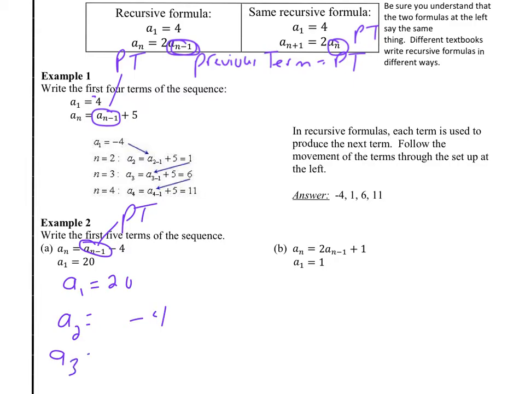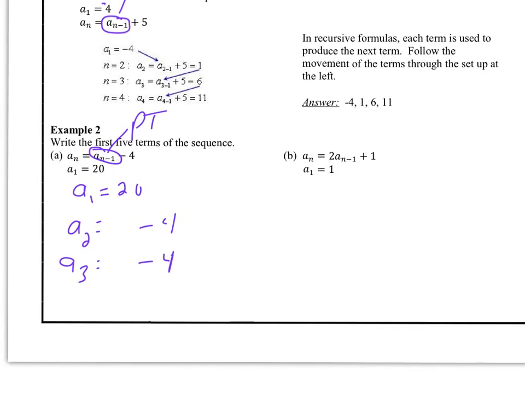When I want to find a sub 3, guess what? It's going to be something minus 4. When I want to find the fourth term, a subscript 4, it's going to be the previous term minus 4. So I just need to figure out what that previous term is. What is the previous term?